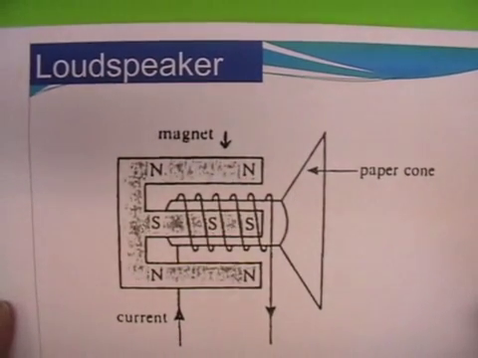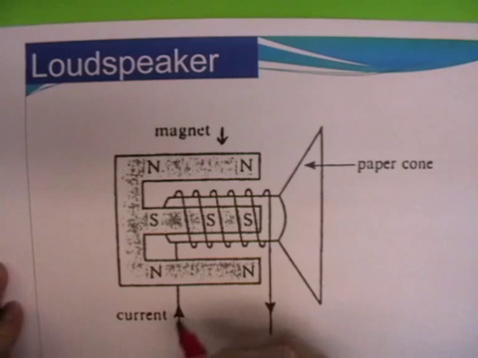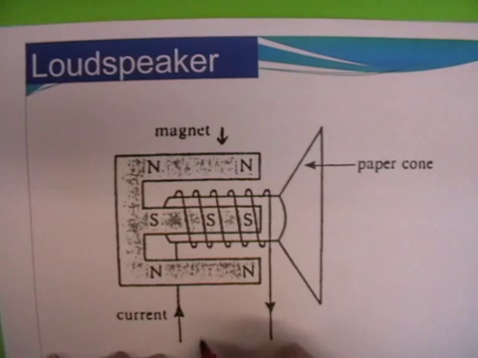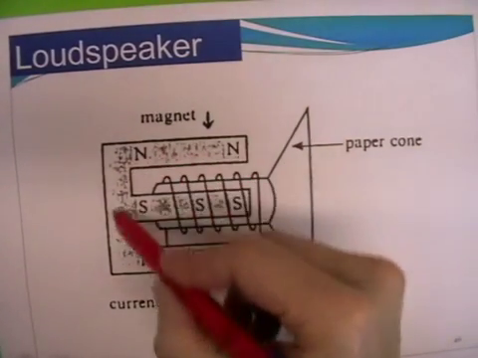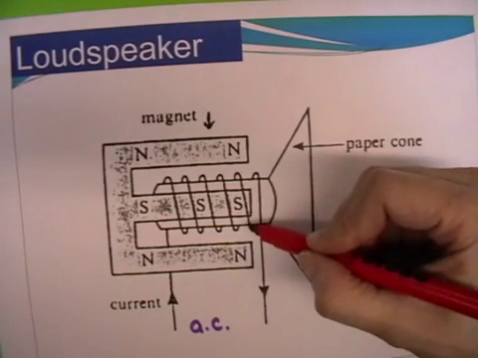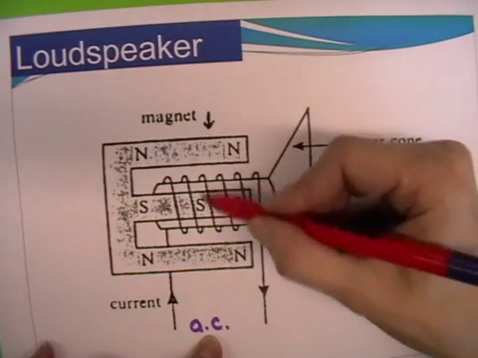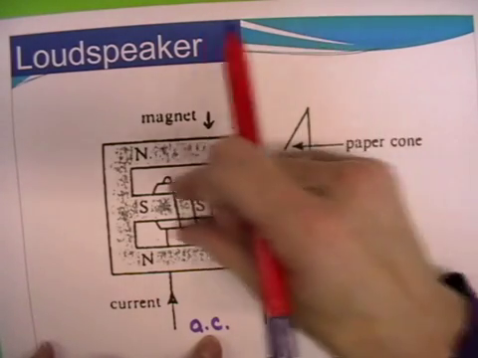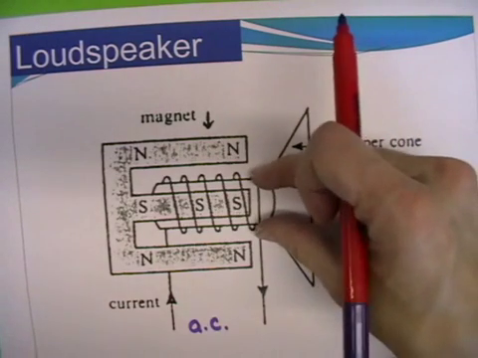A loudspeaker as well will use an electromagnet, and a loudspeaker would be connected to your alternating current supply. You can see there's a magnet in here, and whenever you turn on your current here, you make this part here with the coils also a magnet. So the end of the cone there becomes a magnet. So what do two magnets do to each other? They exert a force on each other.